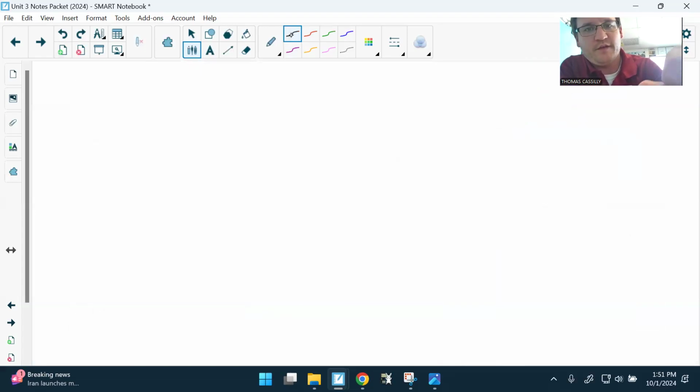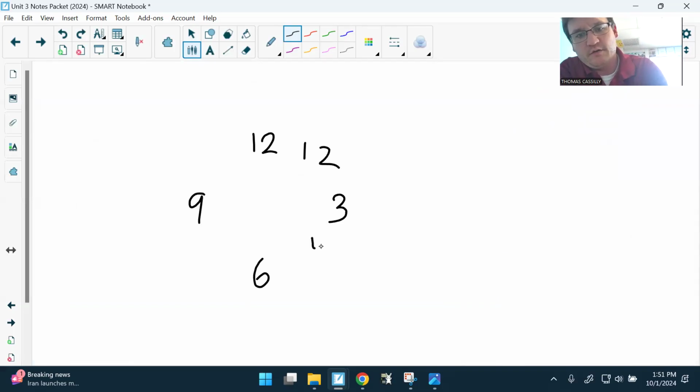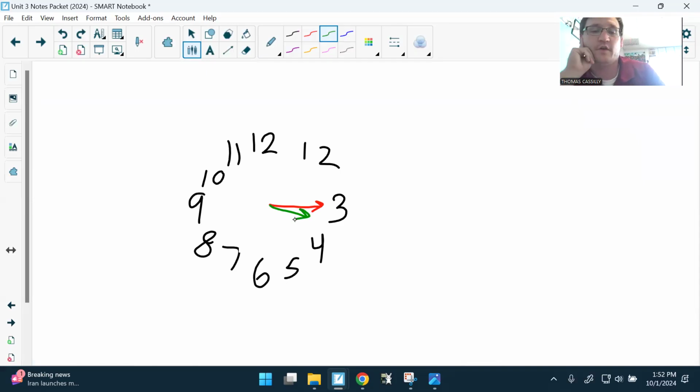So what I mean by that is think of a clock, an analog clock. You got a 12, you got a 6, a 3, a 9, fill in everything else: 1, 2, 3, 4, 5, 6, 7, 8, 9, 10, and 11. So a clock, maybe we are at 3:15. So counterclockwise is the positive direction. Counterclockwise is the opposite direction the clock spins.